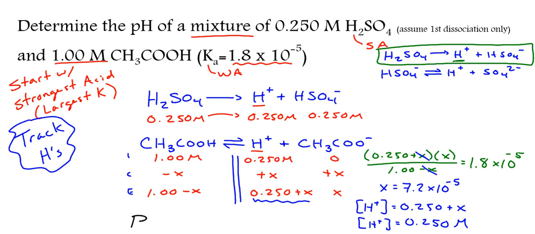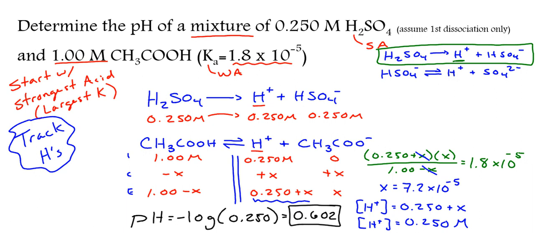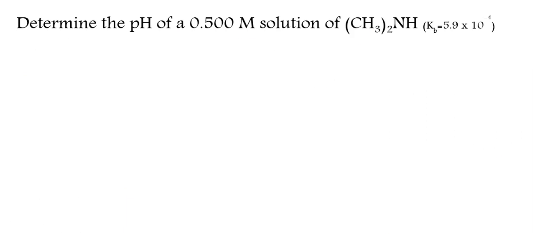So now we just have to finish it up, and we find the pH, which is 0.602. Very, very acidic. It is sulfuric acid, and there's a lot of it. So that is the pH of this mixture, utilizing two different acid dissociation equations.